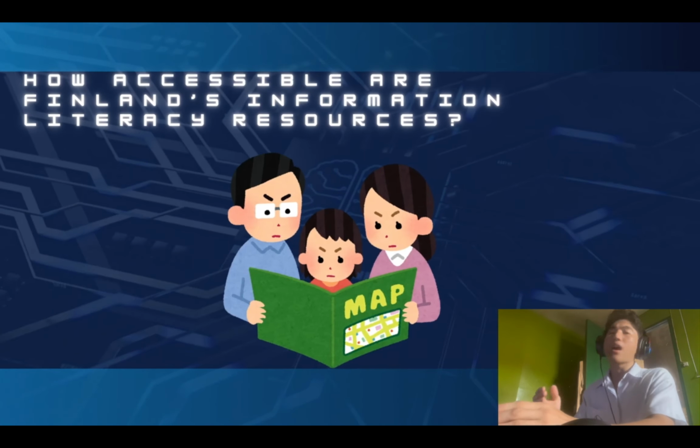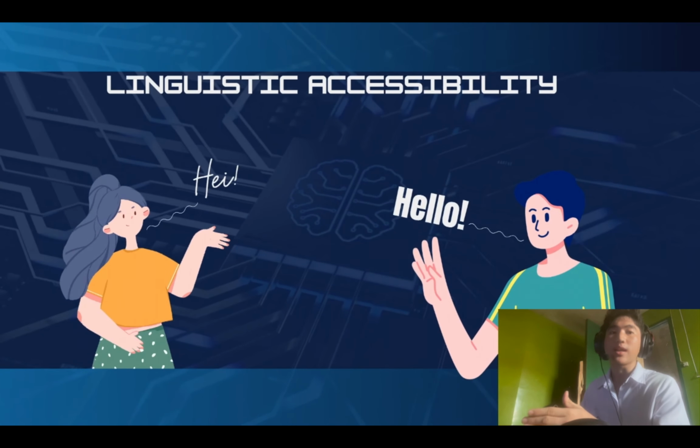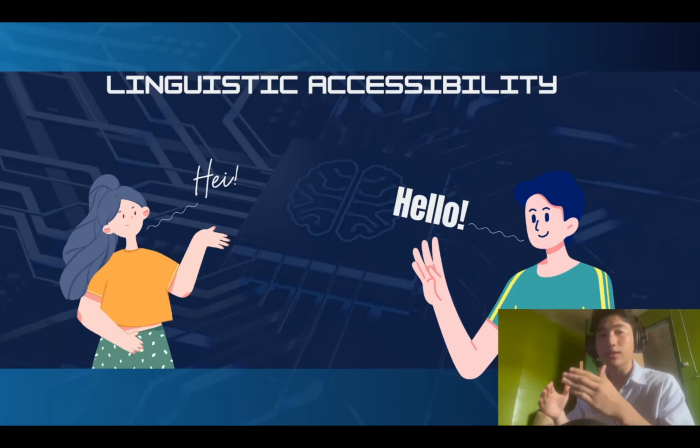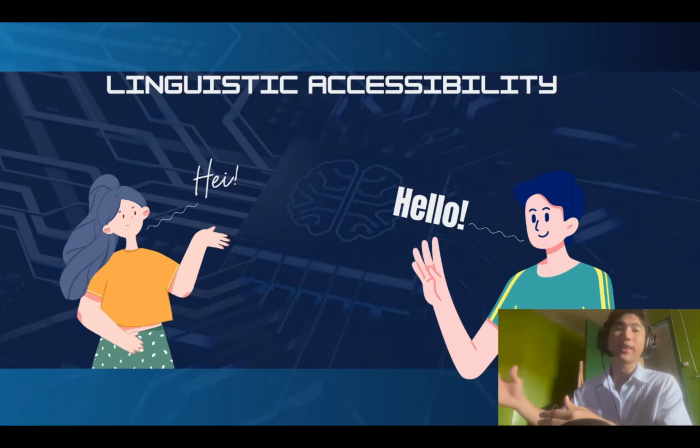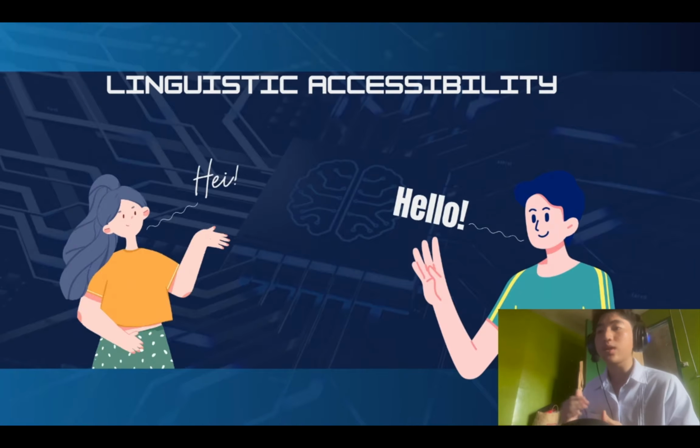Now, how accessible are Finland's information literacy resources? When I checked the website, it was also in English. Which means that since there are so many people around the world that can speak English, we can have access to their information literacy resources, which can help us because they are so good and so experienced with it. And not only that, but they also have their native language on their websites, which can help their native citizens, especially those who do not speak English, because some countries only include English, which can cause problems for their native citizens that do not speak English.